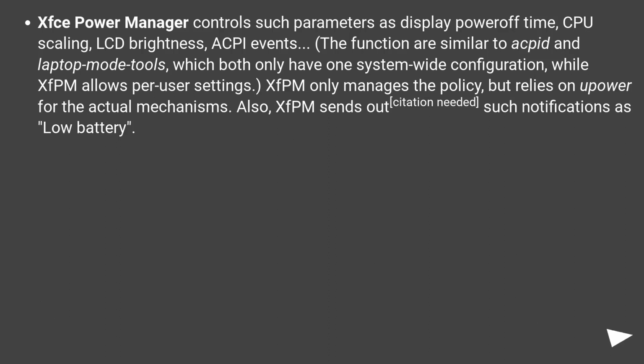Xfce Power Manager controls such parameters as display power off time, CPU scaling, LCD brightness, acpi events. The functions are similar to acpid and laptop mode tools, which both only have one system-wide configuration, while xfpm allows per-user settings. xfpm only manages the policy, but relies on UPower for the actual mechanisms. Also, xfpm sends out such notifications as low battery.